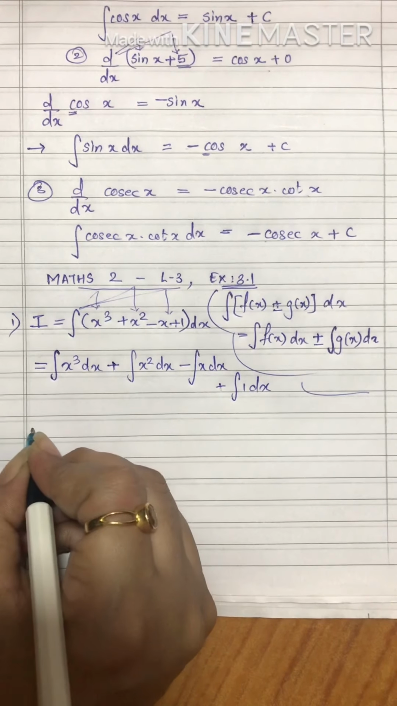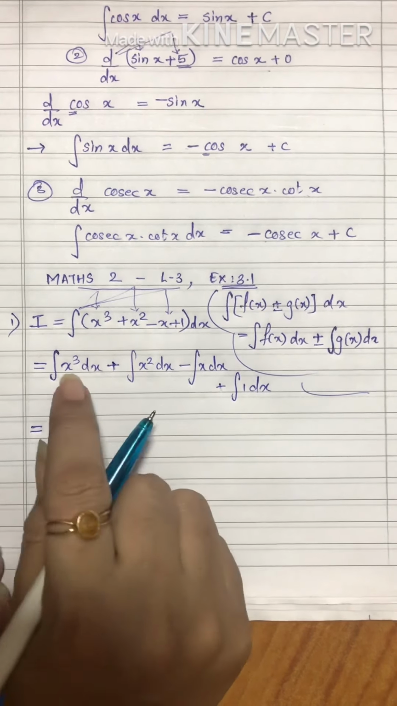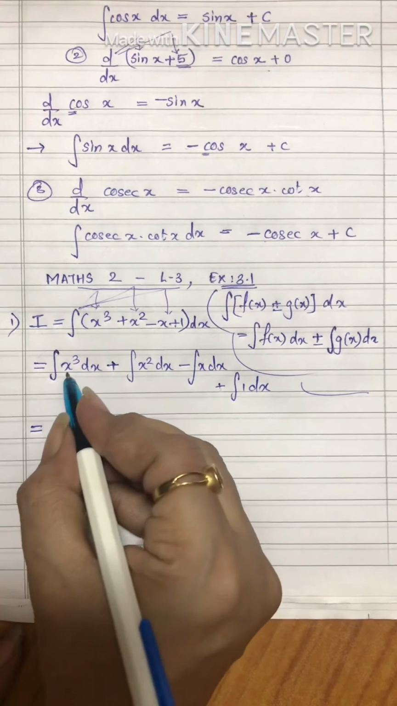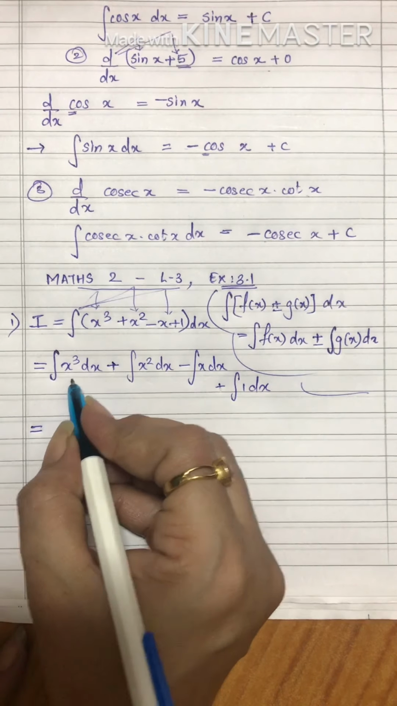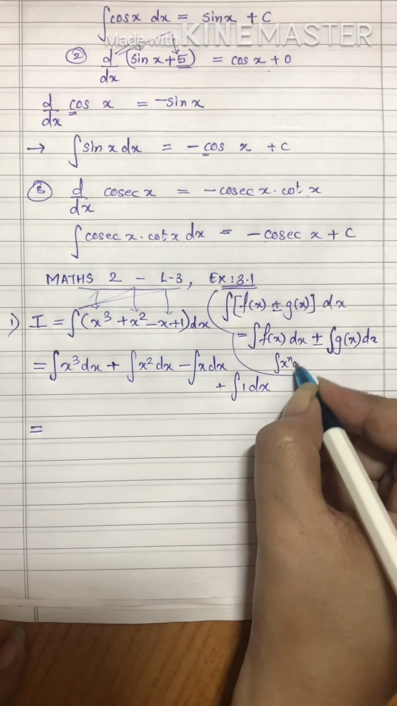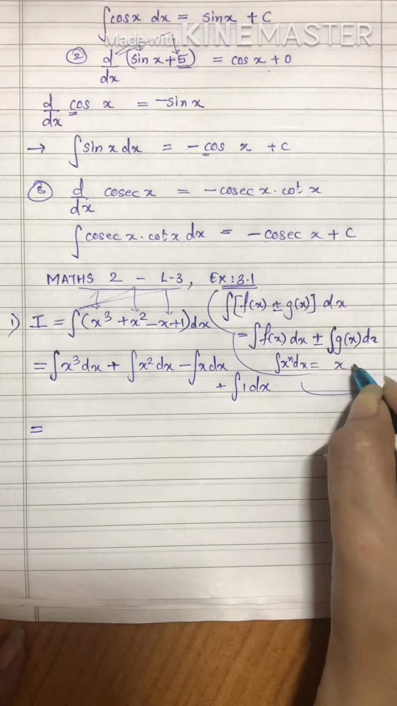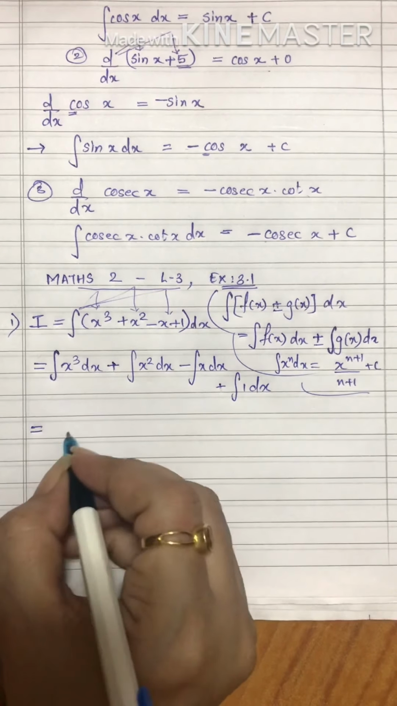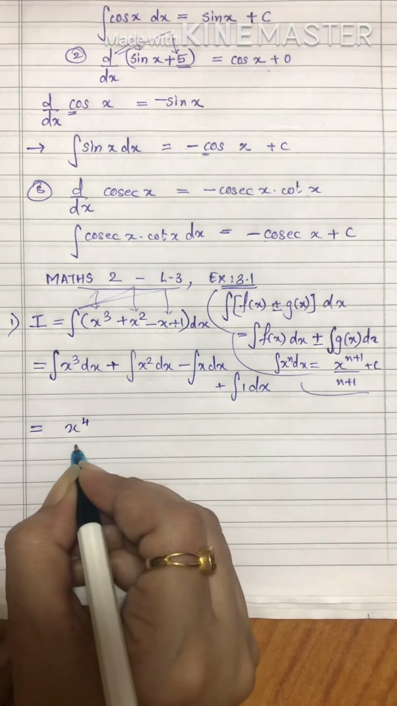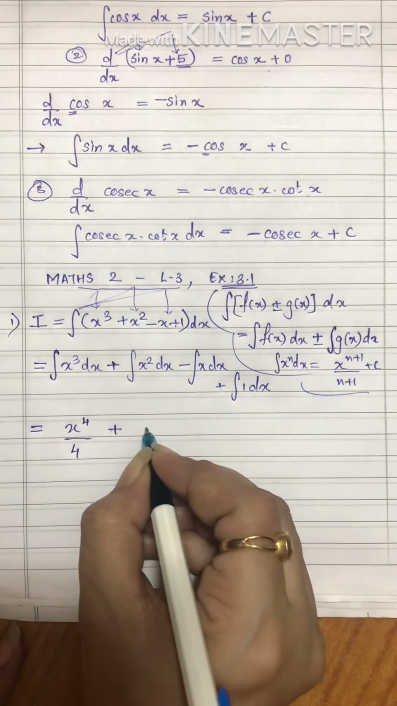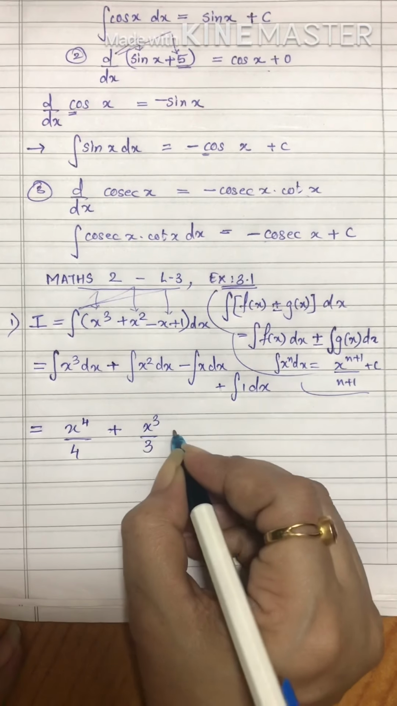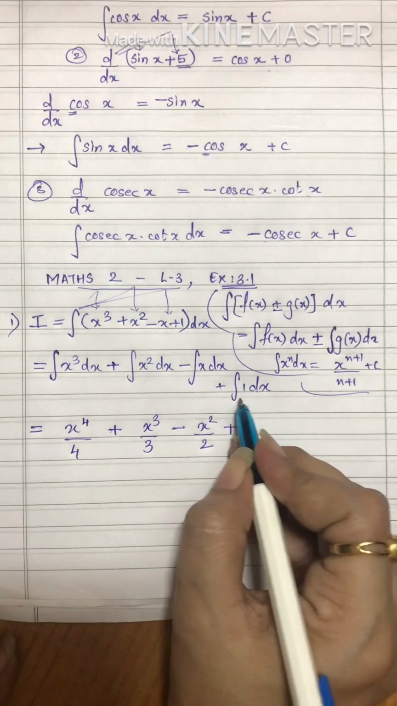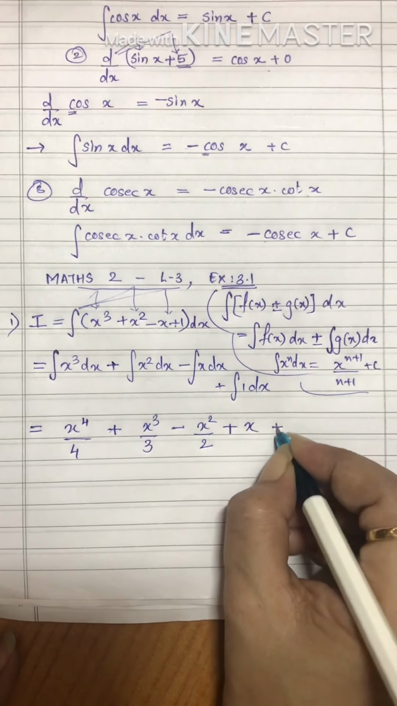And then if you are thorough with all the formulae, then this becomes easy. Here we will use the first formula, integration x raised to n dx is equal to x raised to n plus 1 upon n plus 1 plus c. So x cube gives x raised to 4 upon 4, plus x cube upon 3, minus x square upon 2, plus integration of 1 dx is x. And then lastly we will write c.